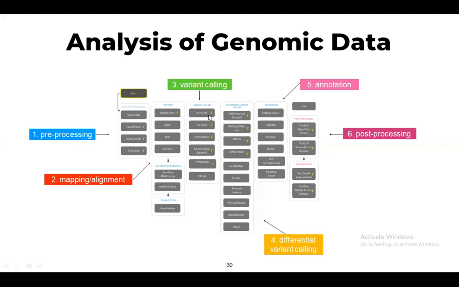And then using the variant calling option, you can compute various kinds of variant calling from the data. The differential variant calling option provides various algorithms to compute differential variant calling analysis in different groups of samples. Then the annotation option will allow you to annotate your analysis, and you can also finally post-process your data using various methods on the Bioinfo platform.